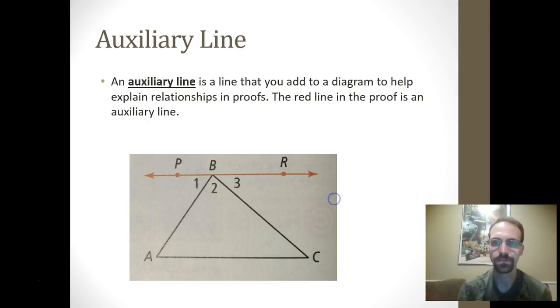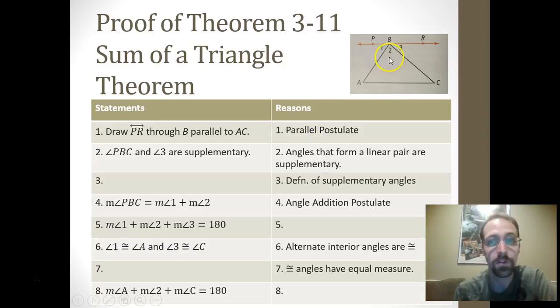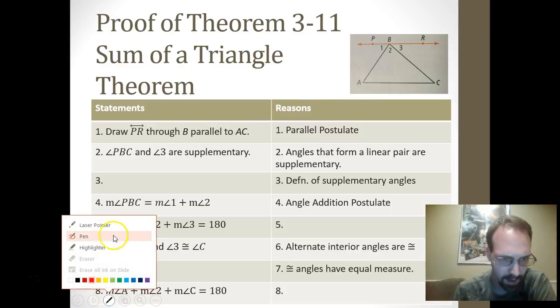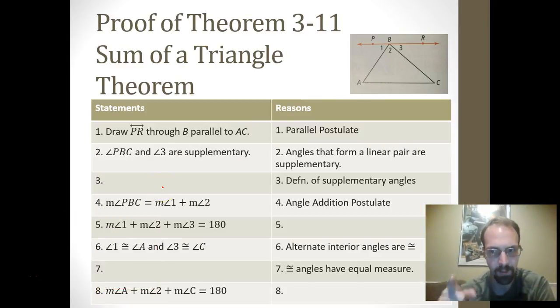Alright, moving on. The next part that we have in your notes is the auxiliary line. Auxiliary line is what you add to a diagram to help explain relationships and proofs. So the red line in this proof is an auxiliary line, which we then use for this proof here. So what we have is a few statements. I'm going to do my best to draw in here. It's a little bit weird because I'm drawing with my finger on my actual laptop screen because it's a touch screen. So I'll do my best.